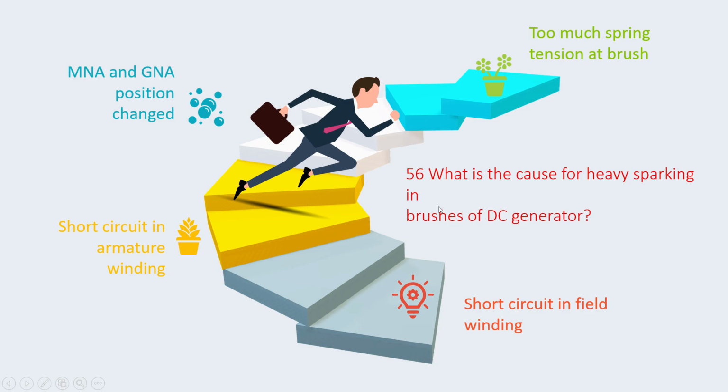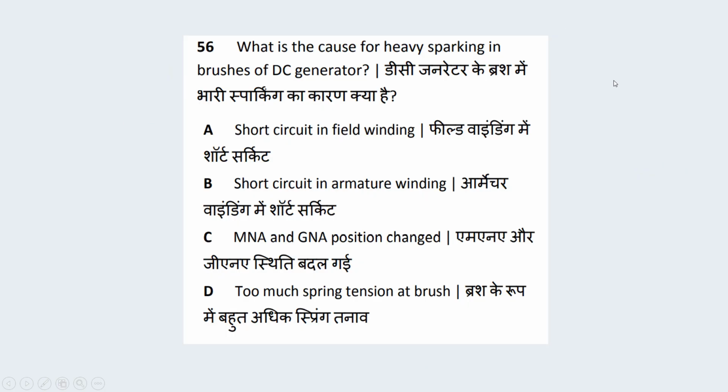Okay, so this is the last question. What is the cause for heavy sparking in brushes of a DC generator? Short circuit in field winding, short circuit in armature winding, magnetic neutral axis and geometrical neutral axis position changed, too much spring tension at brush. The answer is magnetic neutral axis and geometrical neutral axis position changed.